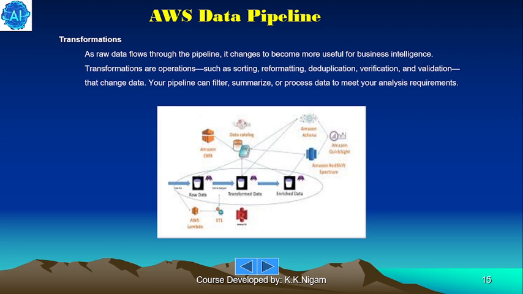Transformations. As raw data flows through the pipeline, it changes to become more useful for business intelligence. Transformations are operations such as sorting, reformatting, deduplication, verification, and validation that change the data. Your pipeline can filter, summarize, or process data to meet your analysis requirements.